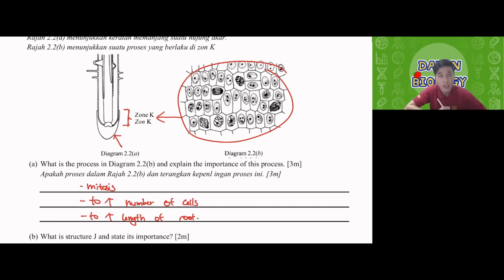And this, who can tell me what this is, by the way? This is not any zone, but it's an additional thing that covers the root tip. Yes, correct. This is called the root cap. It just protects the root tip.